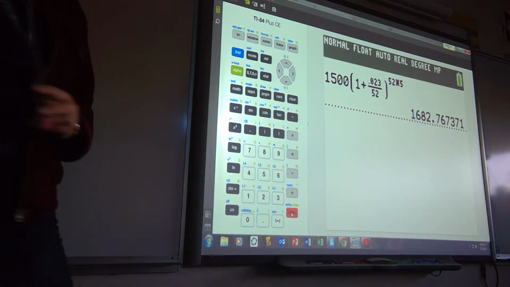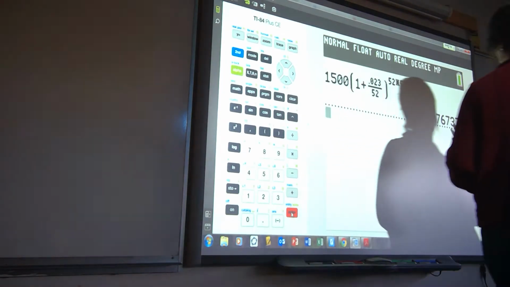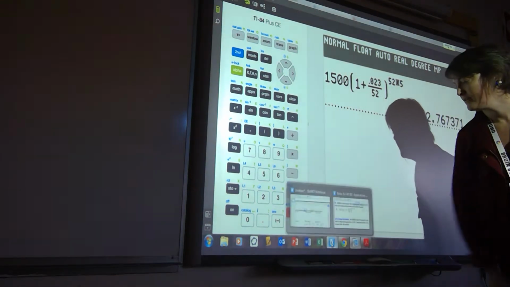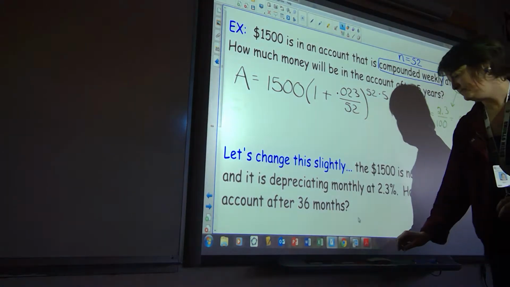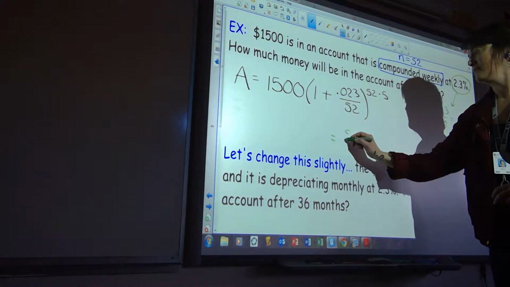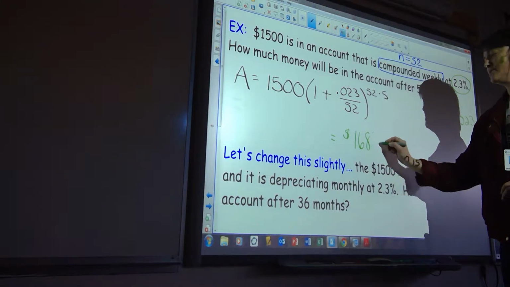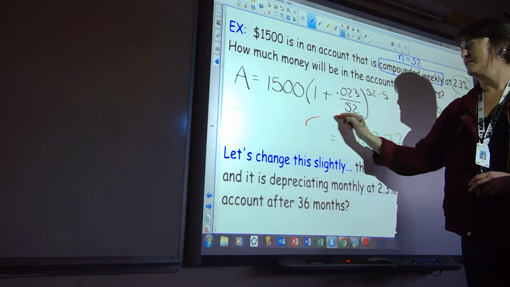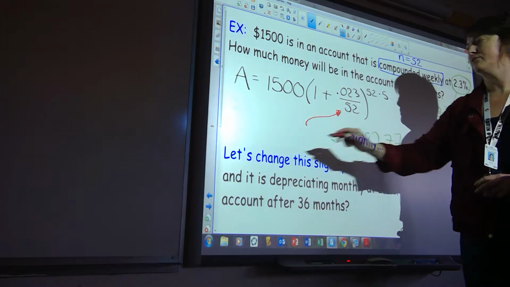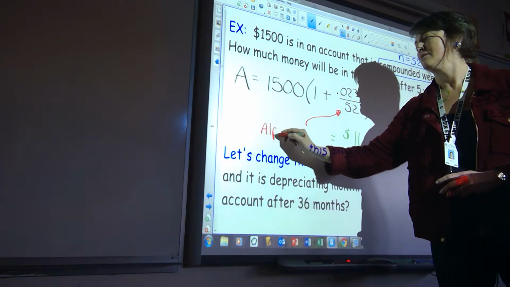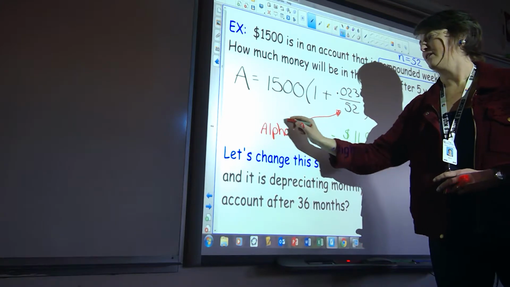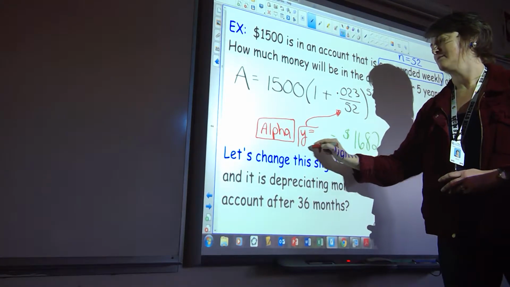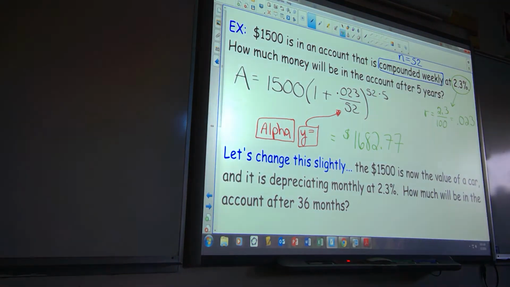So we end up getting 1682.77. So this equaled 1682.77, and I'm going to put that up here. This was the alpha button, and then the y equals button allows you to get that fraction.